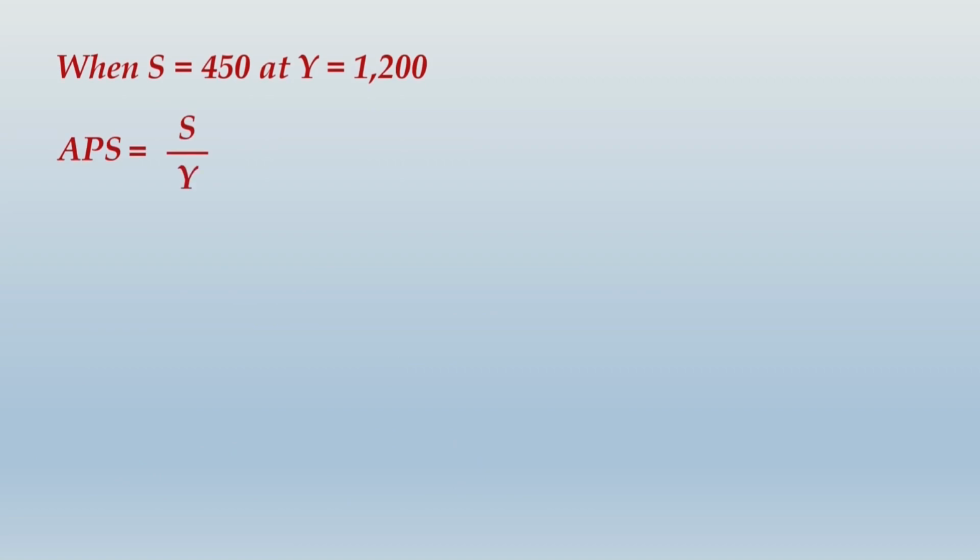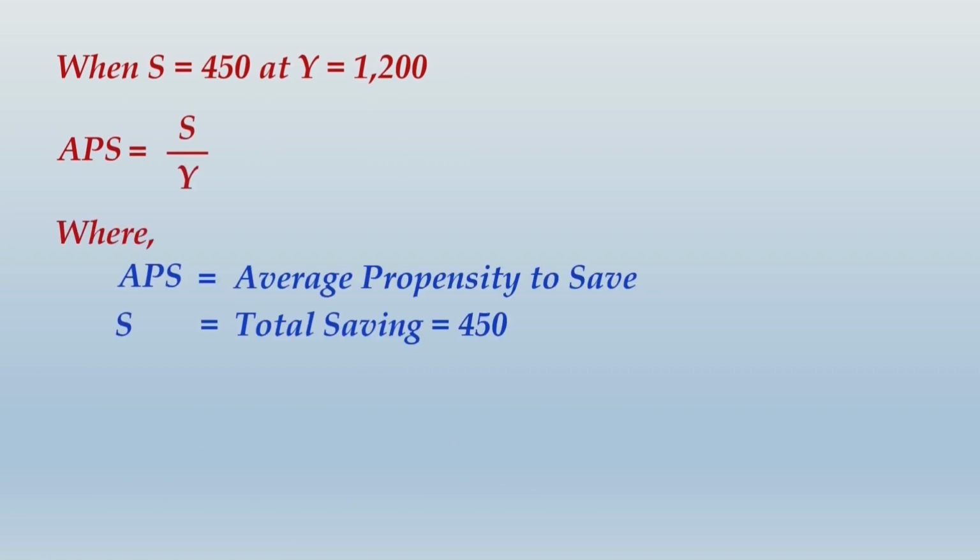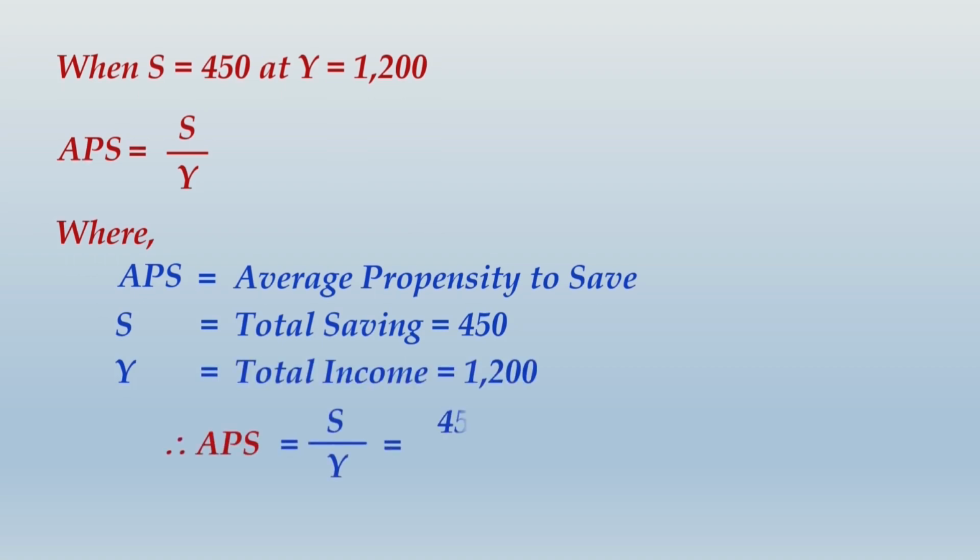Let us move ahead and deal with the second case. Here S is given as 450 and Y is given as 1200. APS is S by Y. Same way you can define the variables, and when you compute APS, it will be 450 divided by 1200, that comes to 0.375, the average propensity to save.